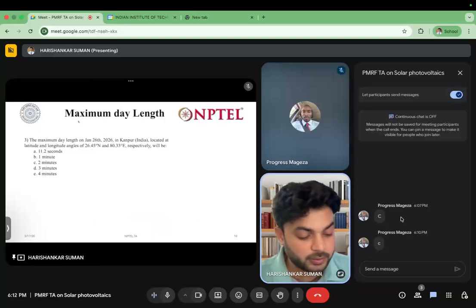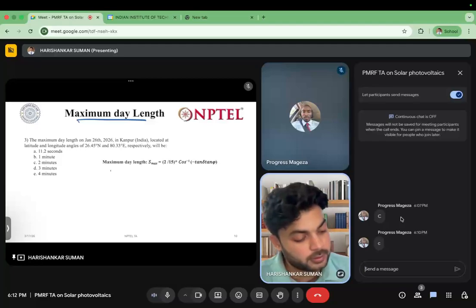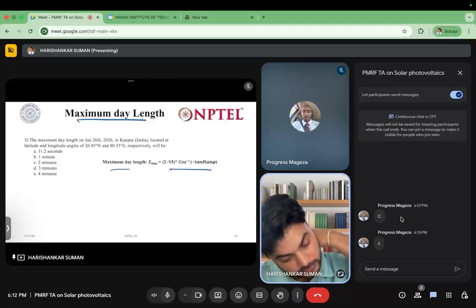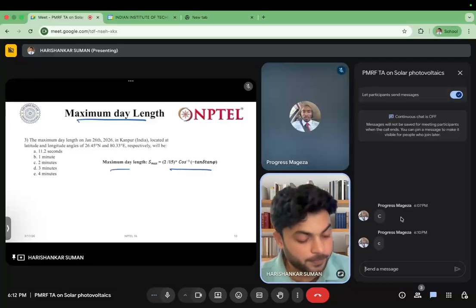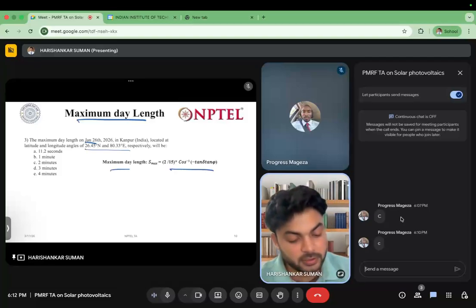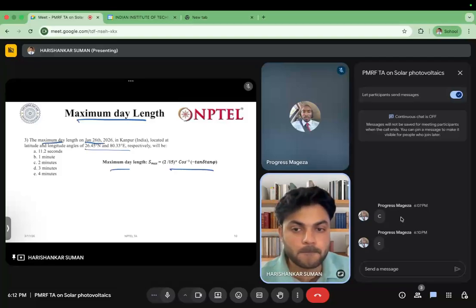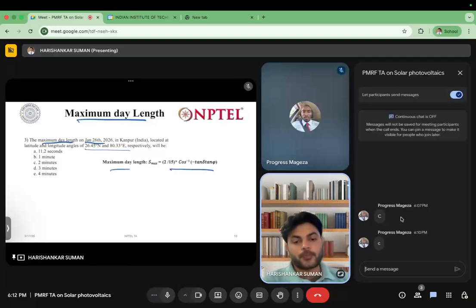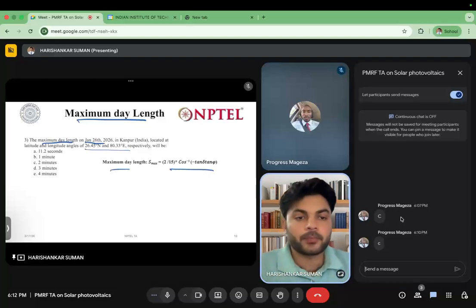Then the maximum day length: this is the formula, 2/15 times cos inverse of (minus tan delta tan phi). And you have the coordinates and the day number of 26 Jan in Kanpur, which will give the maximum day length. Yes, please.